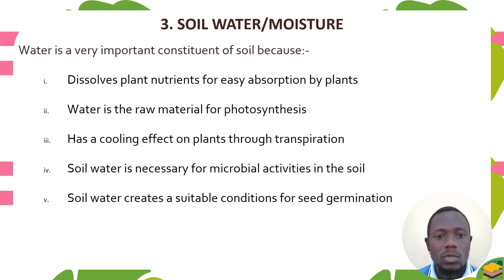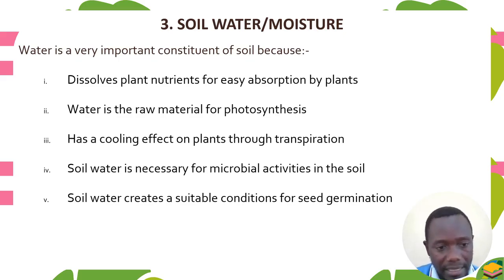So let's now look at soil water or soil moisture. Soil water is a very important part of soil. The reason why soil water is important is, one, soil water helps to dissolve plant nutrients for easy absorption by plants. It helps to dissolve those plant nutrients so that the plants can easily absorb them. Water is also the raw material for photosynthesis. For photosynthesis to take place, there is a need for water. So water is very, very important.